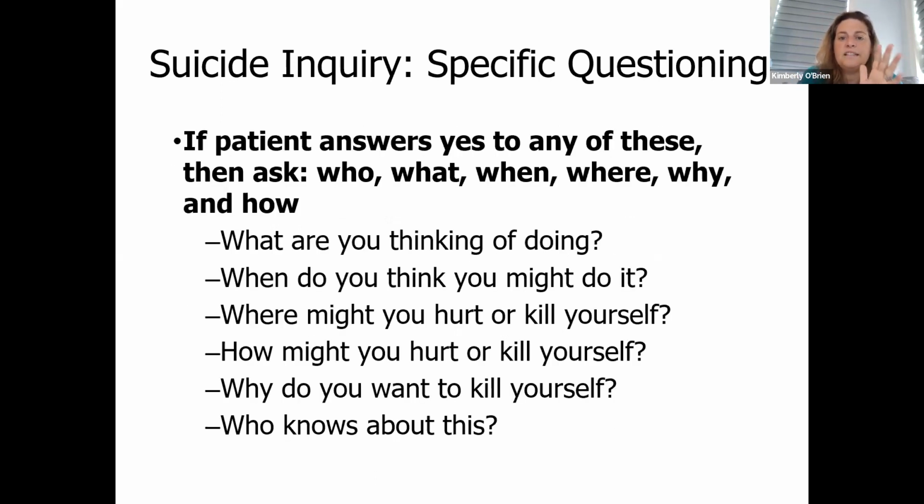If the adolescent answers yes to any of the questions, you want to get at the who, when, what, where, why, and how of it all. You want to really be sitting with them openly, empathically curious about what it is you're thinking of doing. How do you think you might do it? And when do you think you might do it? Where might you kill yourself? How might you do it? Why do you want to kill yourself? And then the last question, which is pretty key, is who knows about this?